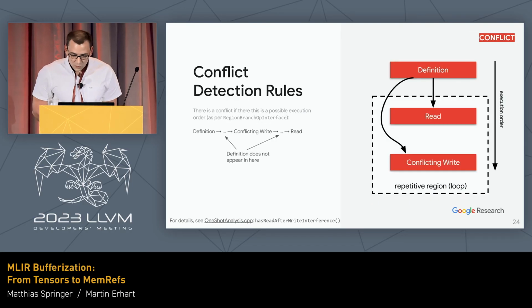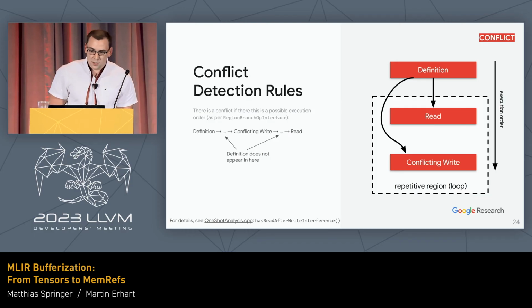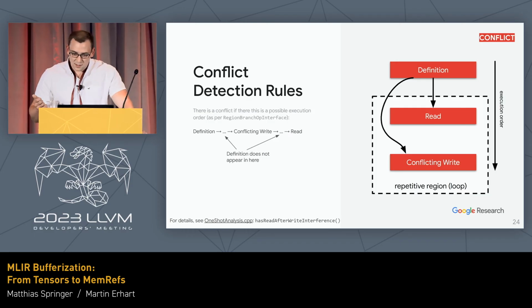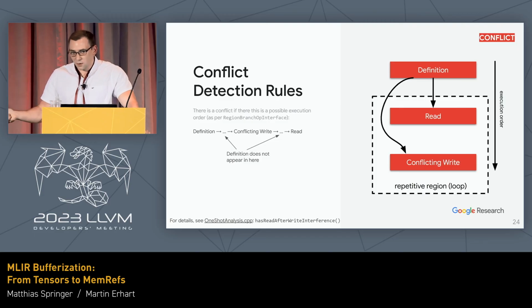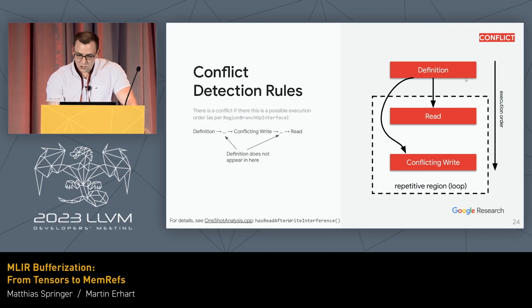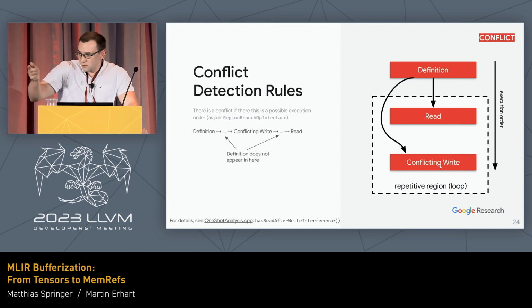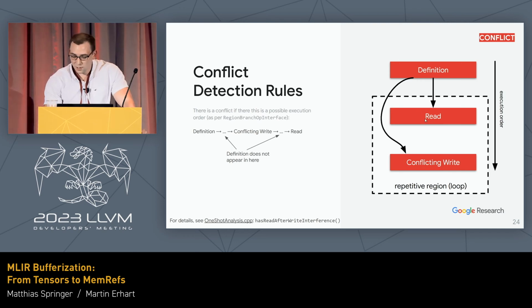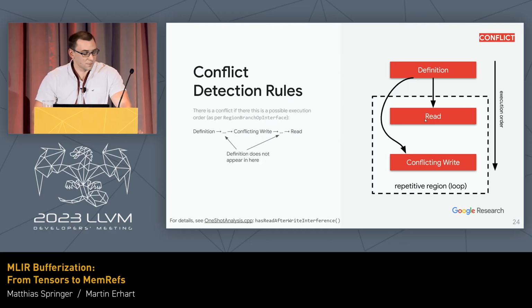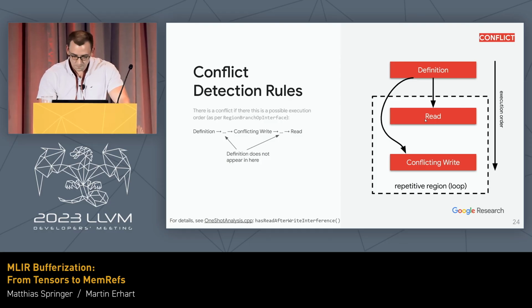And finally, one thing that I want to mention, there are special rules for loops. Usually, as I said, definition, read, and then write is not a conflict. But if the definition is happening outside of a loop and the read and the write are inside of a loop, then this is still considered a conflict. Because the first iteration would write into the buffer, and then in the next iteration it tries to read the original value, and we already overwrote it in the previous iteration. So this is also a conflict.